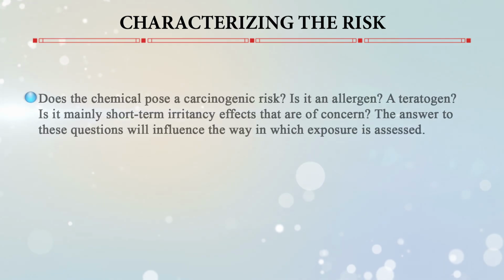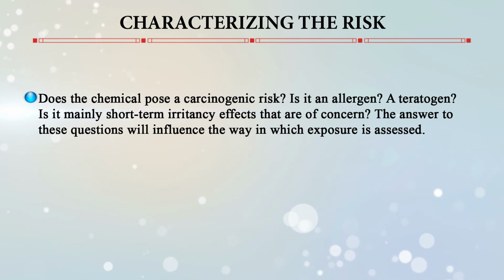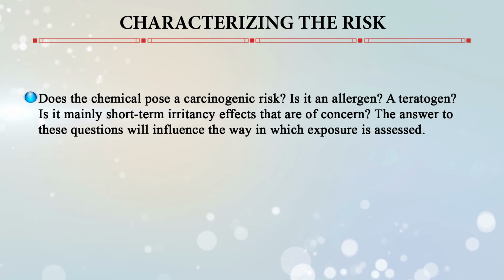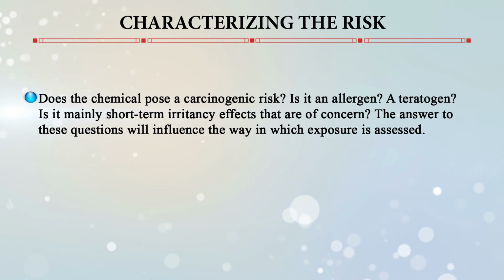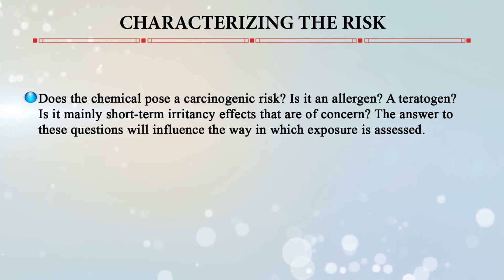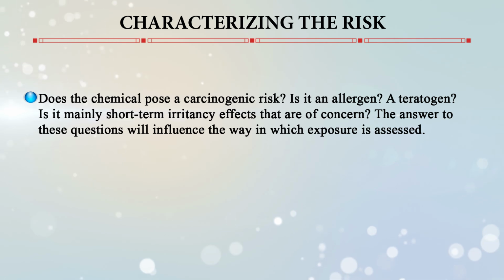The second step in controlling a hazard is characterizing the risk. The first one is assessing and the second one is characterizing. So here, does the chemical pose a carcinogenic risk or not? Whether it is an allergen or not, or a teratogen or not. Is it mainly short-term irritancy effects that are of concern? Answering these questions will definitely influence the way in which exposure is assessed.